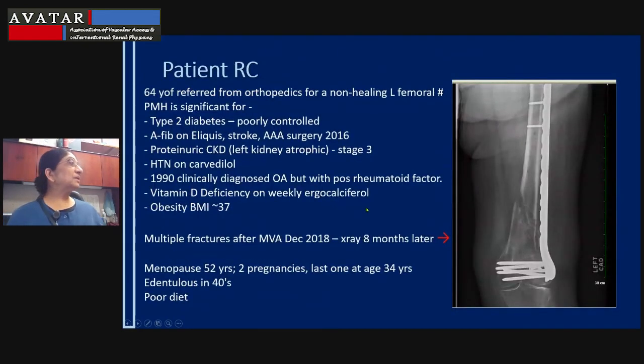Okay. My second patient is a 64-year-old referred from orthopedics for a non-healing femoral fracture. Her past history was significant for poorly controlled type 2 diabetes, atrial fibrillation, stroke, aortic aneurysm surgery, proteinuric CKD stage 3, osteoarthritis, but a positive rheumatoid factor, vitamin D deficiency, obesity. She'd sustained these fractures after a motor vehicle accident, and this was her X-ray 8 months later for non-union. She did not have a delayed menopause, but she had lost her teeth in her 40s, showing that she probably had poor skeletal health for some time, and her diet was abysmal.